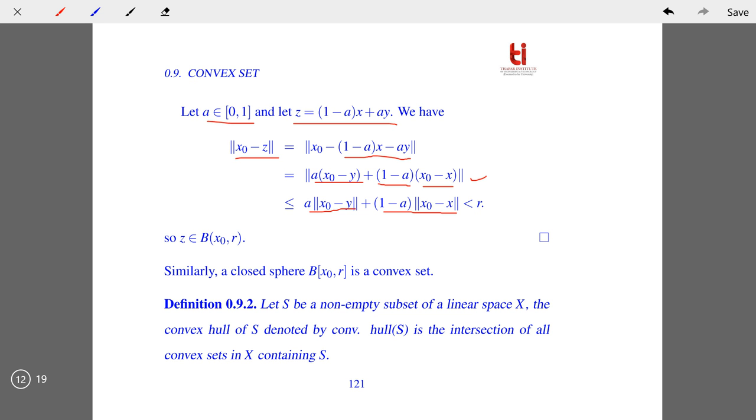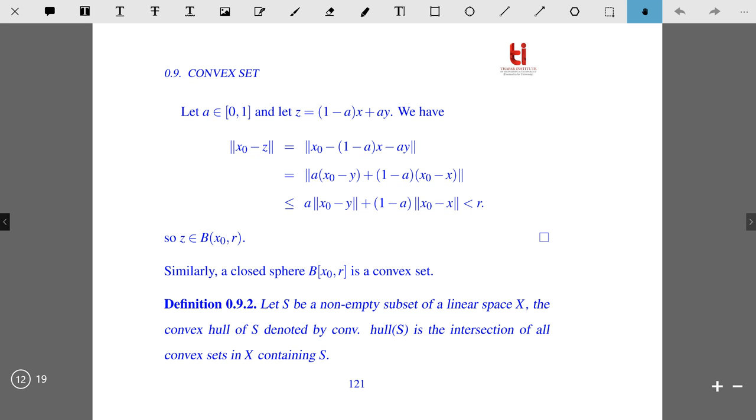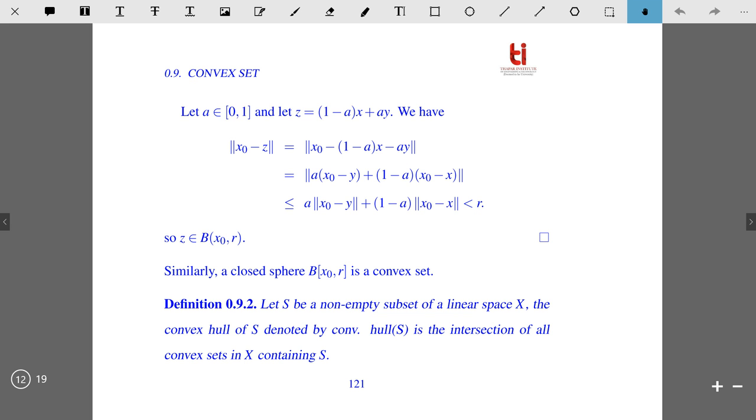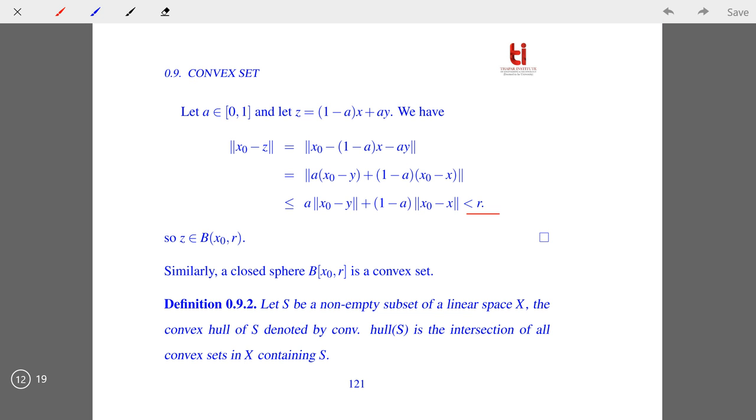We have already said previously that the norm of x minus x0 is less than r and the norm of x0 minus y is less than r. So we get that this term is less than r. So z belongs to the open sphere. Similarly, we can prove that a closed sphere is a convex set. So we have that an open sphere is a convex set and also a closed sphere is a convex set.